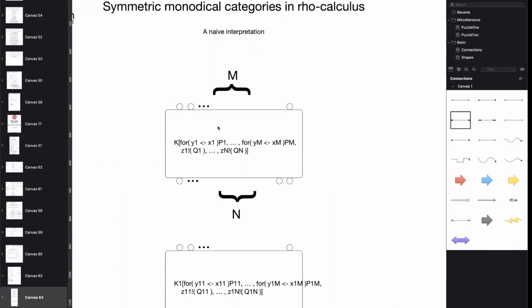So really what we're saying is there's some context to which we can hand a process of this shape, so m of these processes, these are all guarded for comprehensions, right? And these are all the outputs. So there's some context that we can give these to that will utilize the x's and the y's and the z's to set up whatever logic is inside this box.